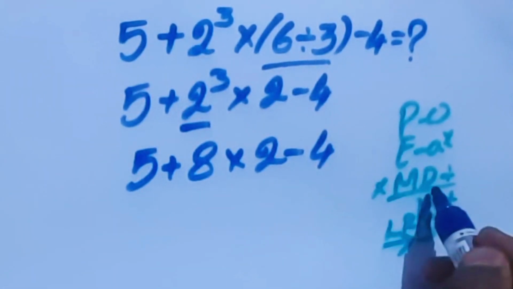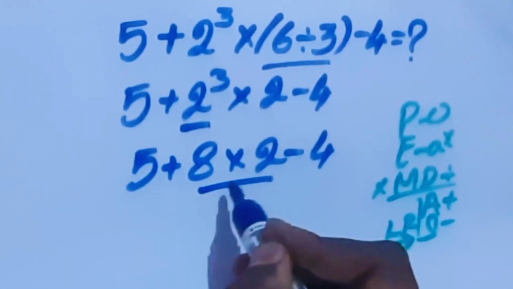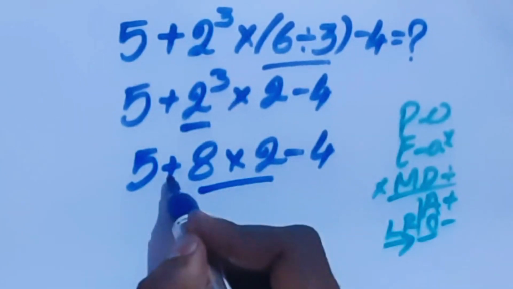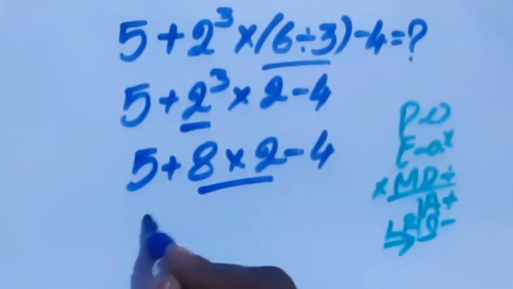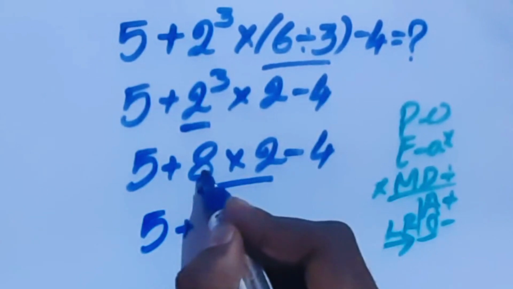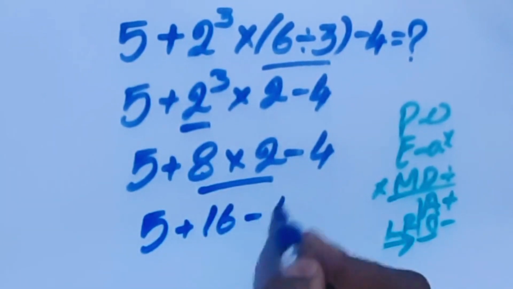Here the next priority is multiplication and division. So we have here multiplication. So we have to do this multiplication before this addition and subtraction. Here 5 plus, here 8 times 2 is 16, minus 4.